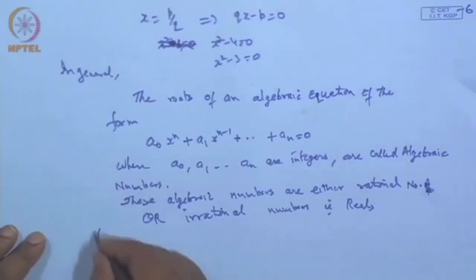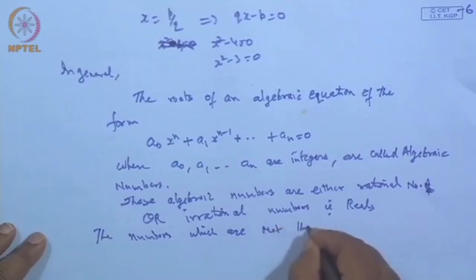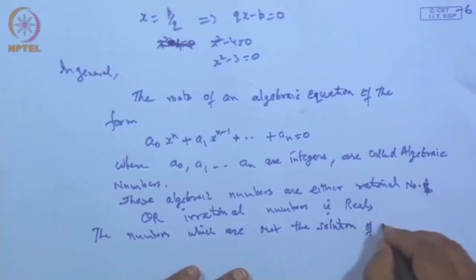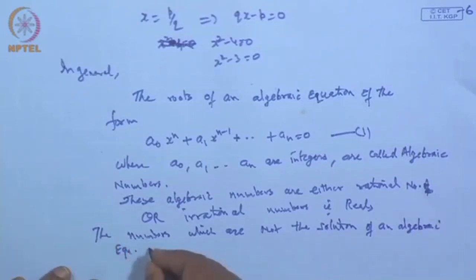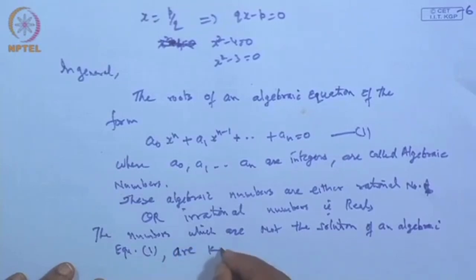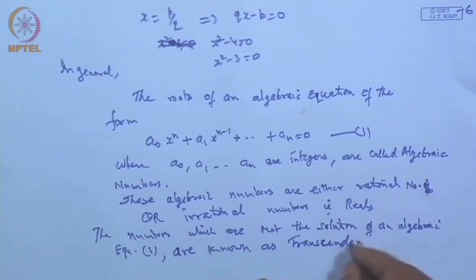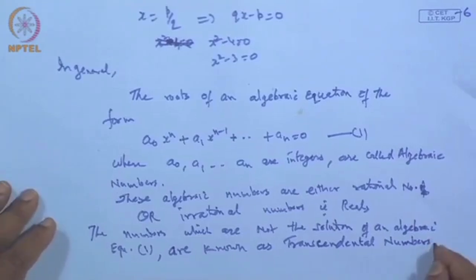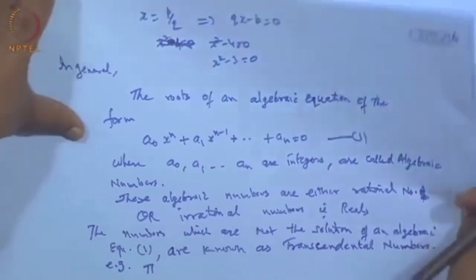So, the numbers which are not the solution of an algebraic equation are known as transcendental numbers. Okay. For example, our pi is a transcendental number. It's not a solution of any algebraic equation.